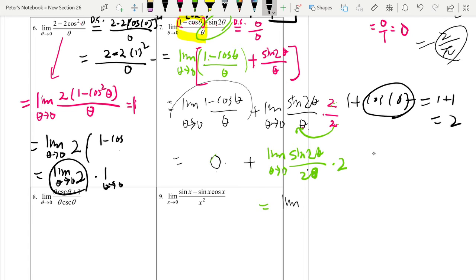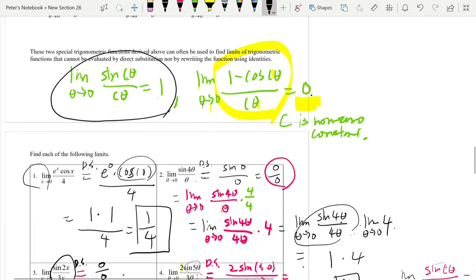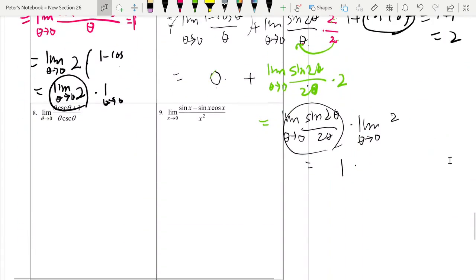That can be rewritten as the limit of sine 2 theta over 2 theta as theta approaches 0, times the limit of 2 as theta approaches 0. Now this is times, not plus. So that whole thing becomes 1, going back to the limit of sine c theta over c theta as theta approaches 0 equals 1. And then this whole thing is equal to 2. So the answer for that is going to equal 2. Pretty cool, right?